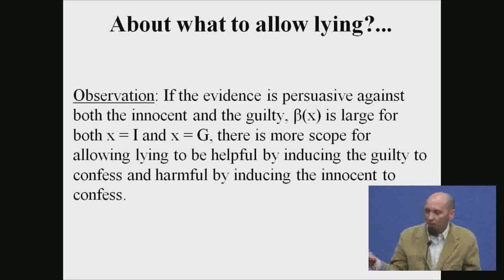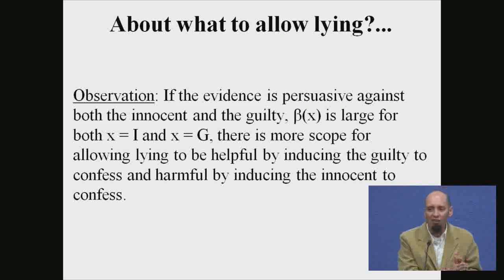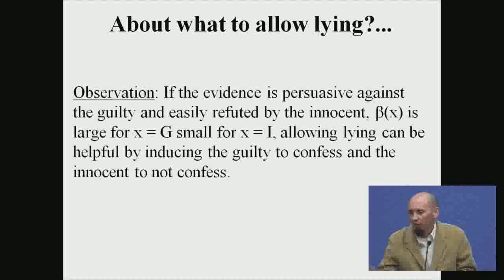So the first observation is that the evidence is persuasive against both of them. If we think about this beta being large for both, then there is more scope for lying to be helpful by inducing the guilty to confess, but also more scope for it to be harmful by inducing the innocent to confess, because it affects both of them in the same way. In this case, if you convince the guilty to confess, it's also convincing the innocent to confess.